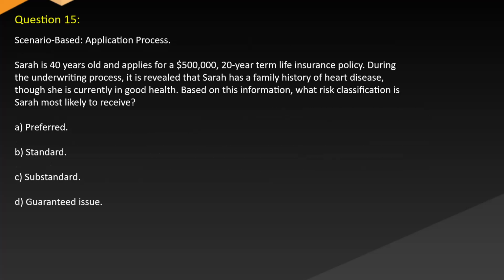Question 15. Scenario-based application process. Sarah is 40 years old and applies for a $500,000 20-year term life insurance policy. During the underwriting process, it is revealed that Sarah has a family history of heart disease, though she is currently in good health. Based on this information, what risk classification is Sarah most likely to receive? A. Preferred. B. Standard. C. Substandard. D. Guaranteed issue.